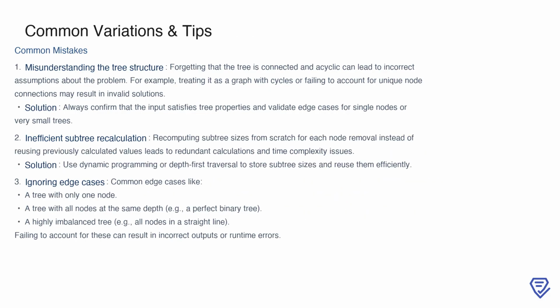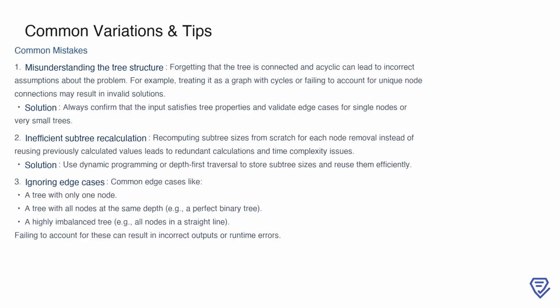When working with this problem, there are a few common mistakes that can trip you up. First, misunderstanding the tree structure is a frequent issue. A tree is connected and acyclic, meaning there are no cycles and each node has a unique connection. Treating it like a general graph with cycles, or overlooking these unique connections, can lead to invalid solutions. To avoid this, always verify that the input adheres to tree properties, and remember to test edge cases like single-node trees or very small trees.